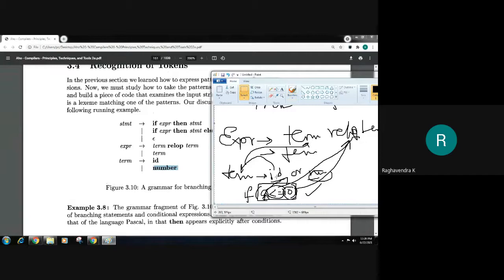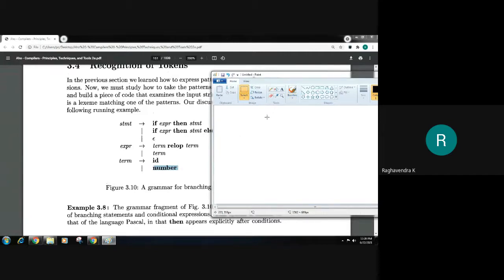Next one is, for example, it can be just a term. An expression can just be a term, right? Like for example, if A, something like this. So if A is true, or A is 0 or A is 1, control will come to the if statement and execute.